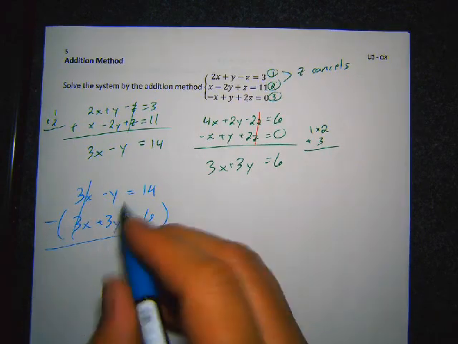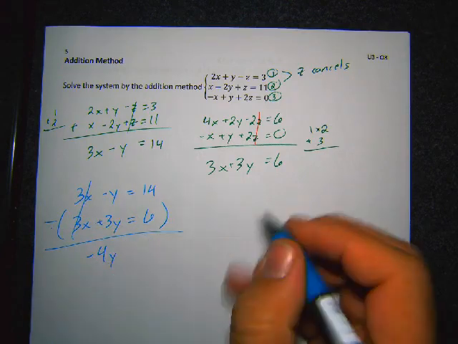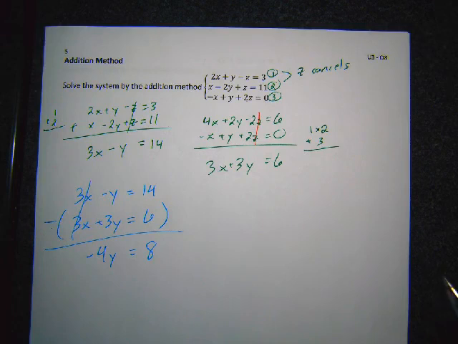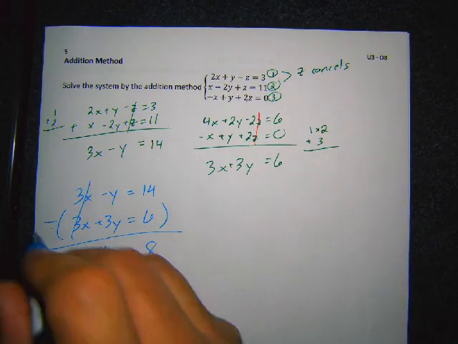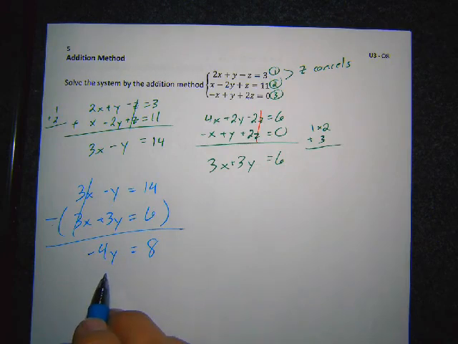Negative y minus 3y is negative 4y. Negative 1 plus minus 3 is negative 4. 14 minus 6 is 8. So I did another addition method. No, I subtracted actually. Subtraction method, you could call it. And then I have something where I can solve for y.